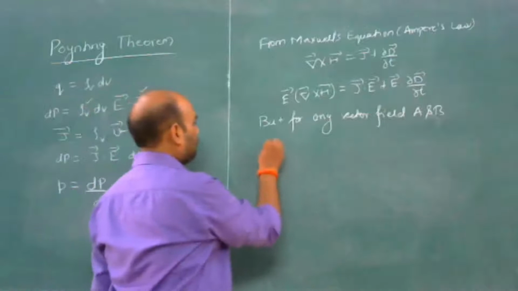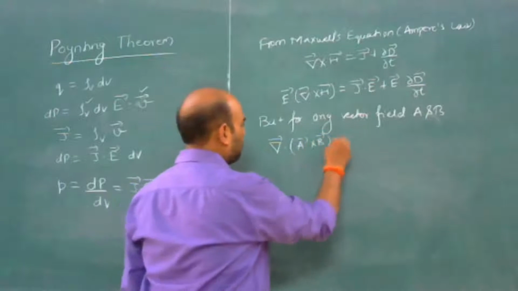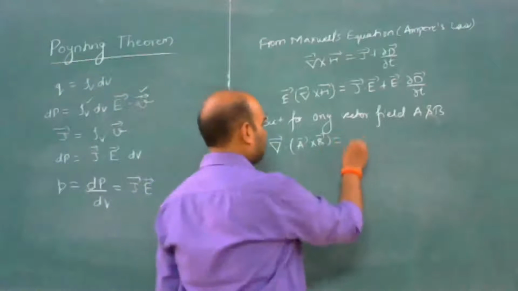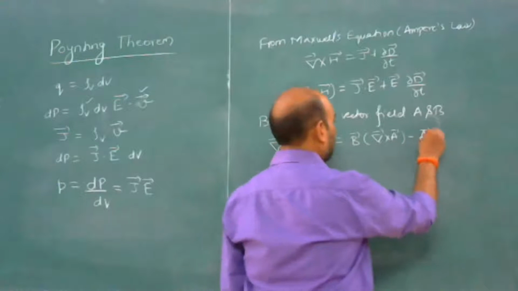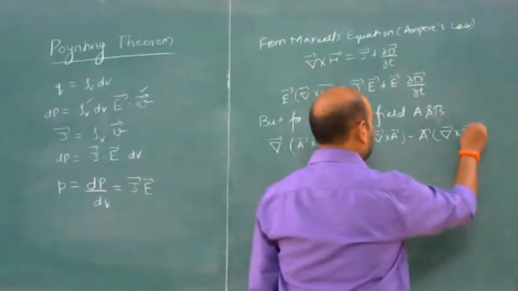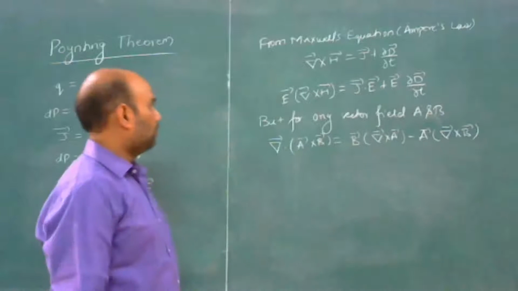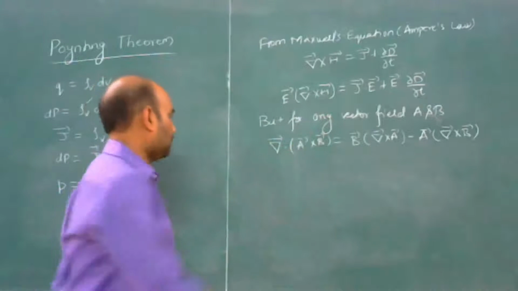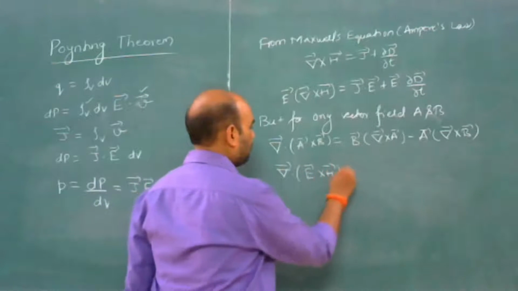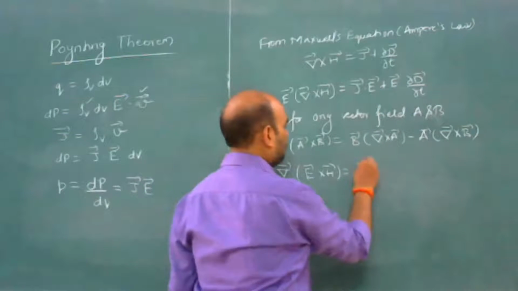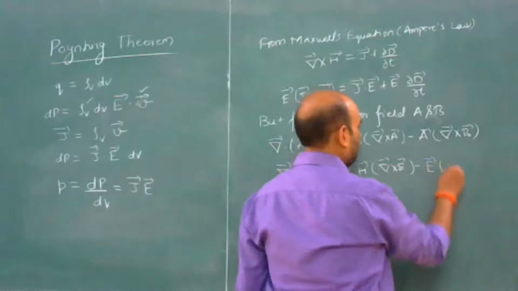The divergence of A cross B is equal to B dot curl of A minus A dot curl of B. So this is our vector identity for any vector fields A and B. If we replace A by E and B by H, we will have divergence of E cross H equal to H dot curl of E minus E dot curl of H.